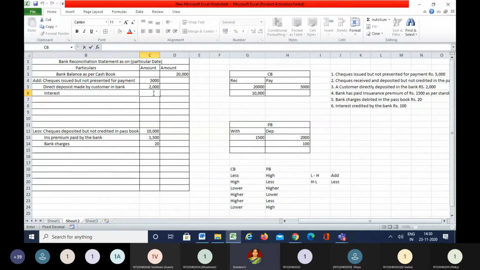That's it. Whatever you are adding, 7,100 is to be added here. So 7,100, and the total of these two is 27,100. From this you are going to minus 11,520. If you deduct this, what's the balance left over? That is to be called 15,580.